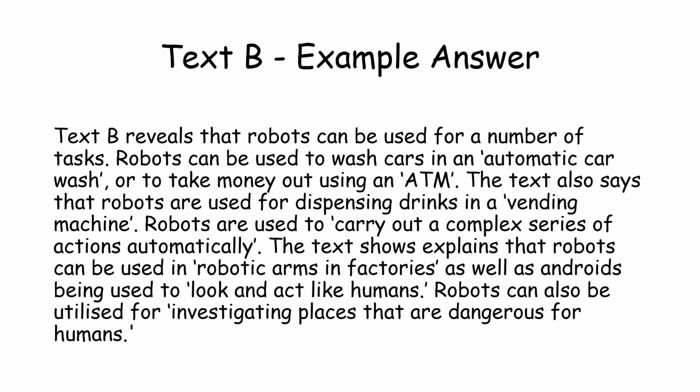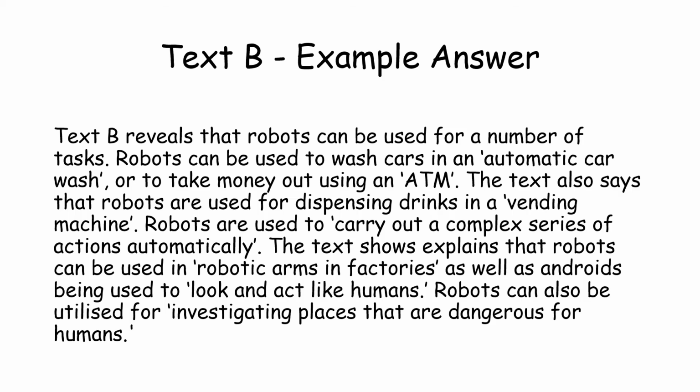Notice how the text begins with text B. It is important that you tell the examiner which part of the text you are currently synthesizing. Text B reveals that robots can be used for a number of tasks. Robots can be used to wash cars in an automatic car wash, or to take money out using an ATM. The text also says that robots are used for dispensing drinks in a vending machine.